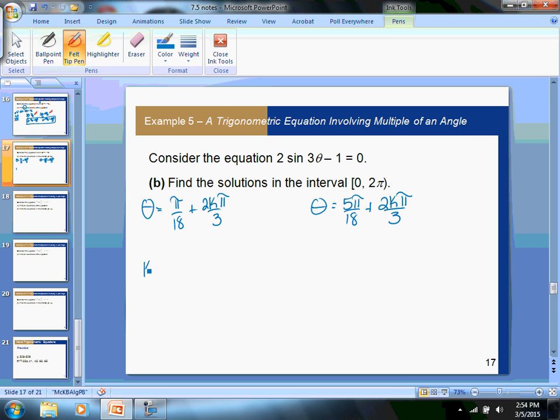Now, if my k value was equal to 0, I would get my principal solutions, pi over 18 and 5 pi over 18.